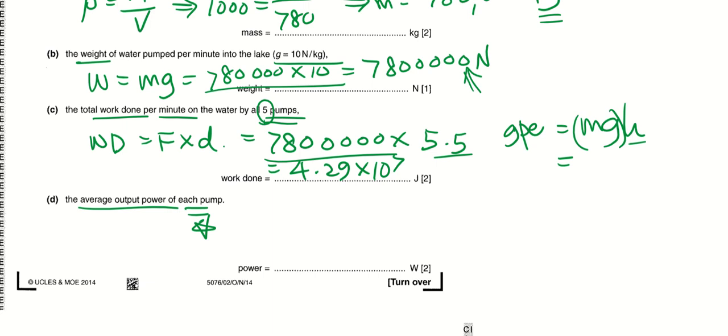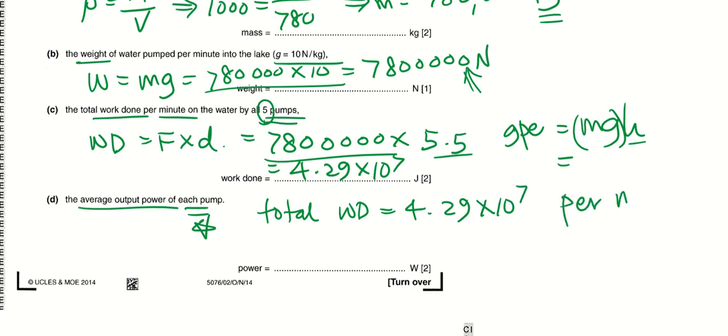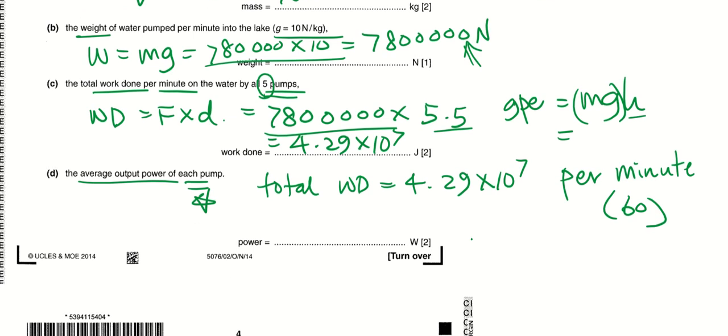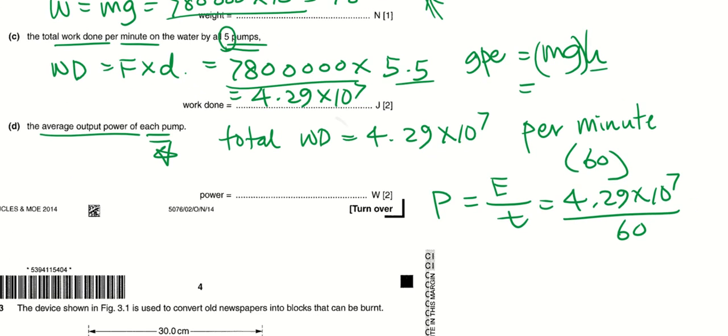So what's the total work done? Total work done from part C is equal to 4.29 times 10 to the power of 7. Okay, so this is per minute. So 1 minute we actually have 60 seconds. Alright. So what is the power for the whole system? Power is the rate of energy transferred per unit time. My energy required is 4.29 times 10 to the power of 7. The time is 60. So I will have a certain value. But after that, I need to divide by 5.